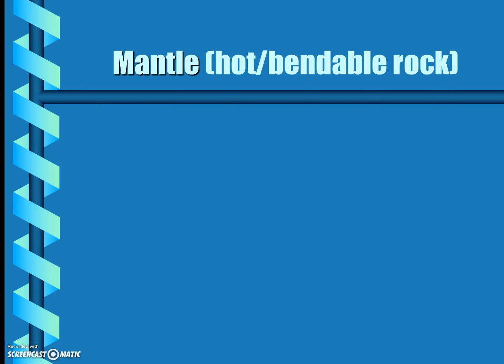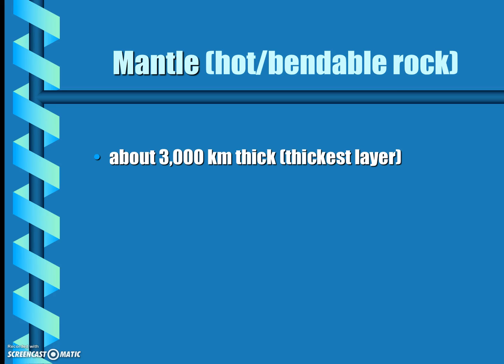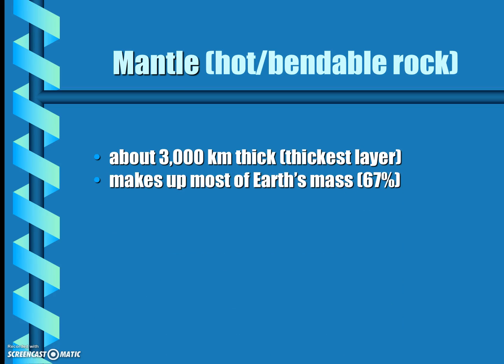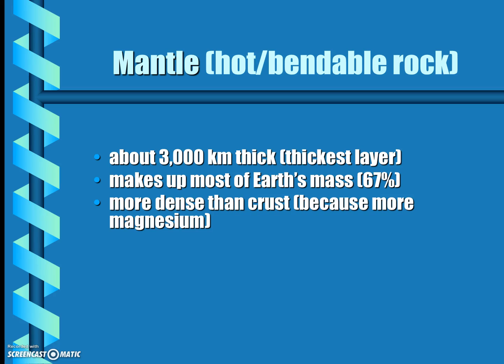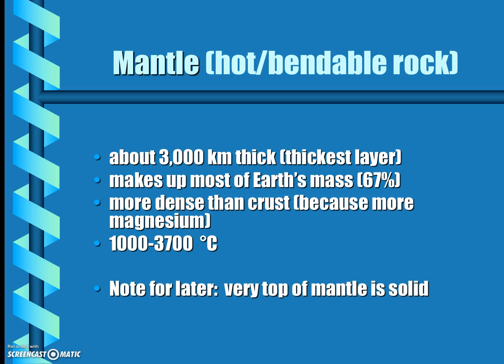The next layer is the mantle. This is the hot bendable rock. It's about 3,000 kilometers thick. It is actually the thickest layer that we have. It makes up most of the Earth's mass. It's about 67%, or you could round it up to about 70%. It's more dense than the crust because it has more magnesium in it. And it can range from 1,000 to 3,700 degrees Celsius. So it's getting hotter, a lot hotter.